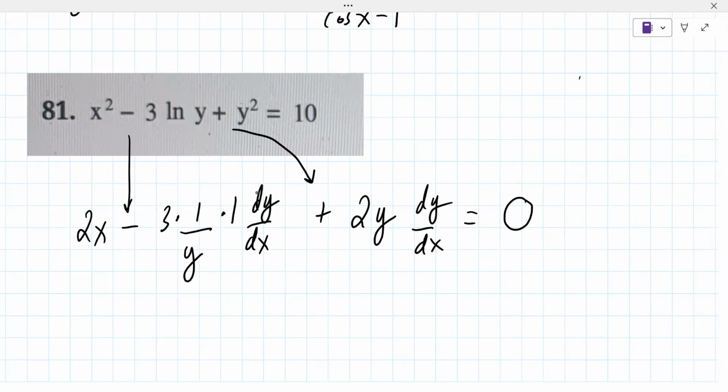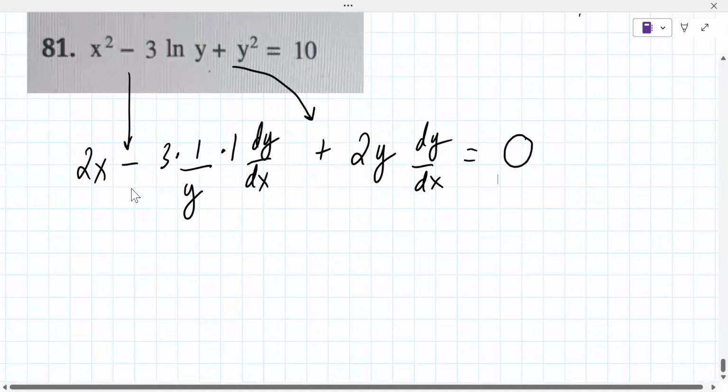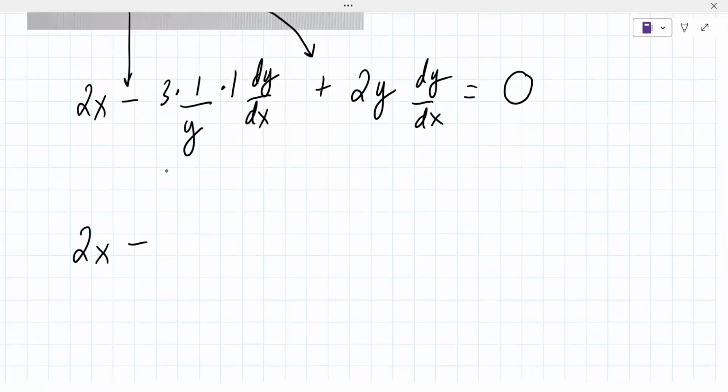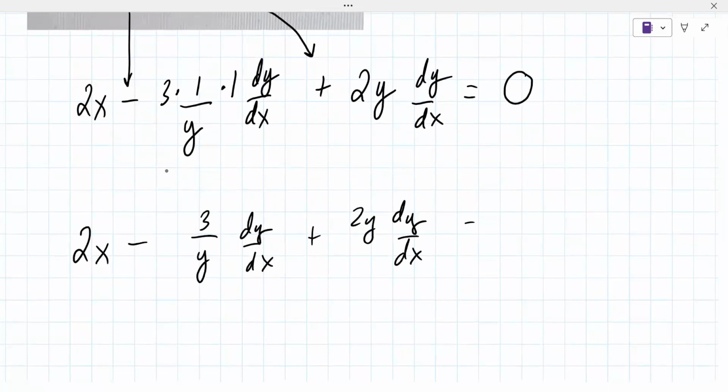Do you remember what to do from here? Well, first we should simplify. We simplify a little bit here: 2x minus 3 over y dy/dx plus 2y dy/dx equals 0. That's fine. But the main thing here is you're solving for dy/dx. So will you do that for us here?